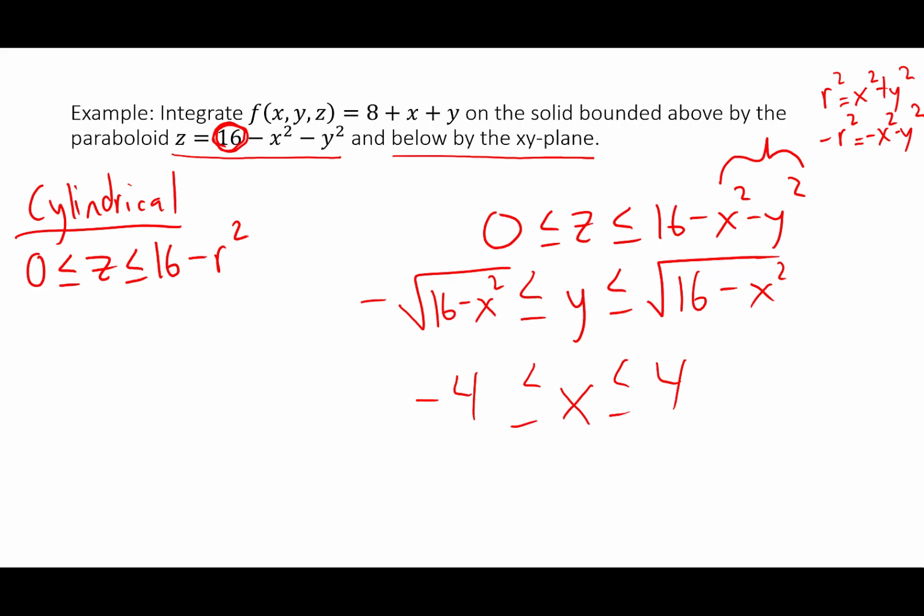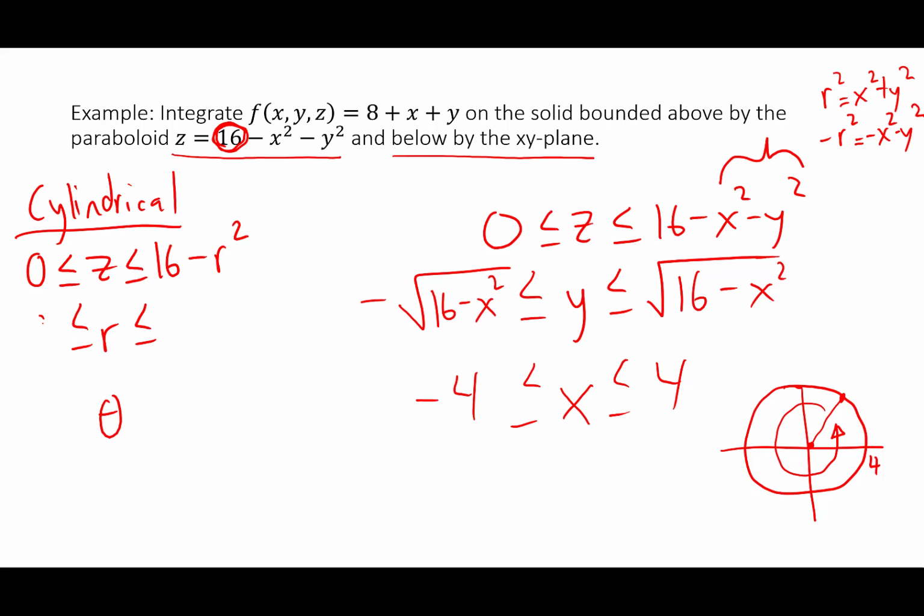Okay. Now, what about r and theta? Okay, well, remember when we smashed our bowl into the xy plane, we got a circle of radius 4, right? Okay, so how do you get the full circle of radius 4? Well, r has to go from 0, okay, the origin, all the way to 4, so that we get everything in between. And then to get the full revolution of the circle, theta has to go from 0 to 2 pi. Okay, so there would be our bounds in cylindrical coordinates.